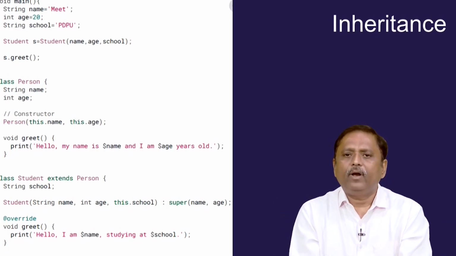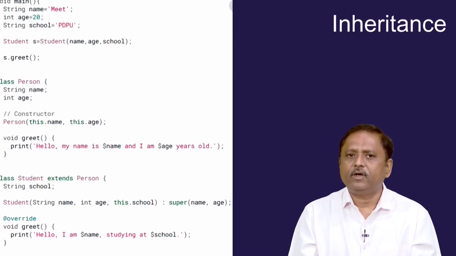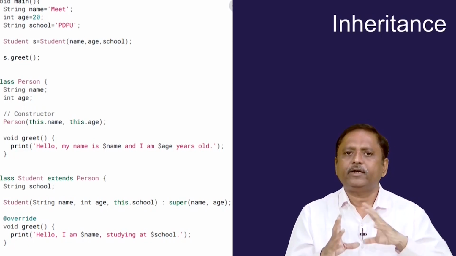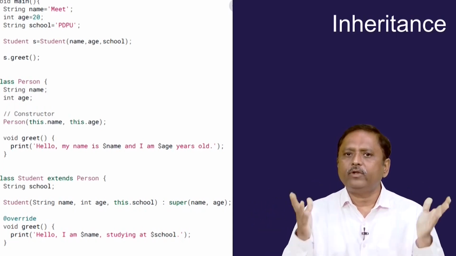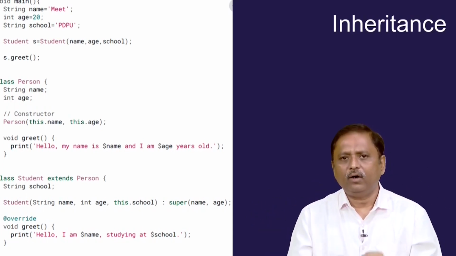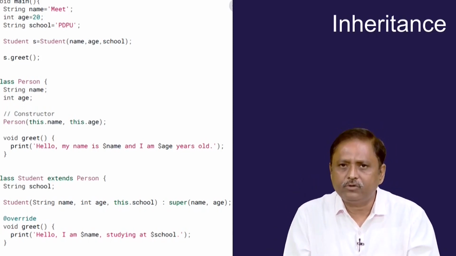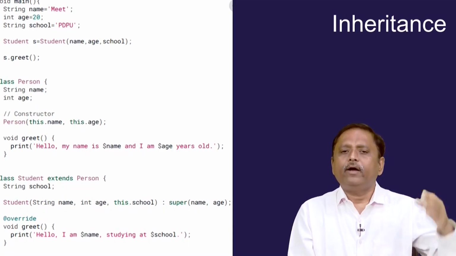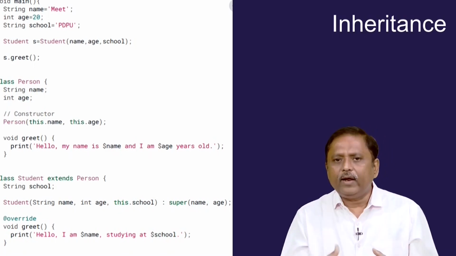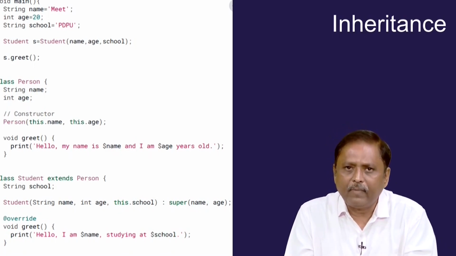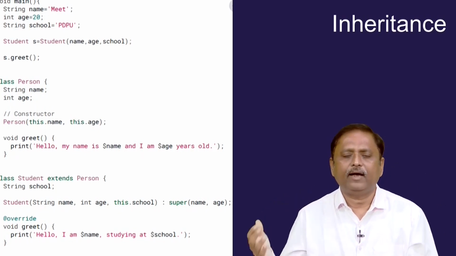Now, for example, any student is a person. So, we can say every student has a characteristics of person like name and age. The only new thing is its school or college or roll number. So, whatever extra attributes student may have, you can define inside this class student, and you can inherit all the existing attributes of any existing class by inheriting that class.